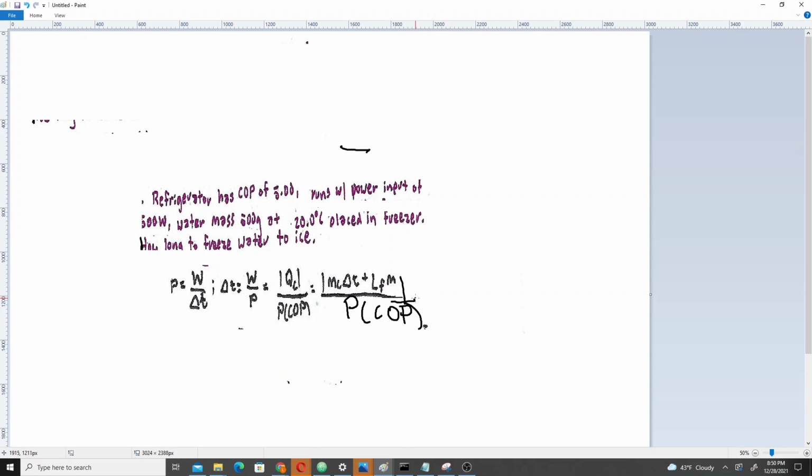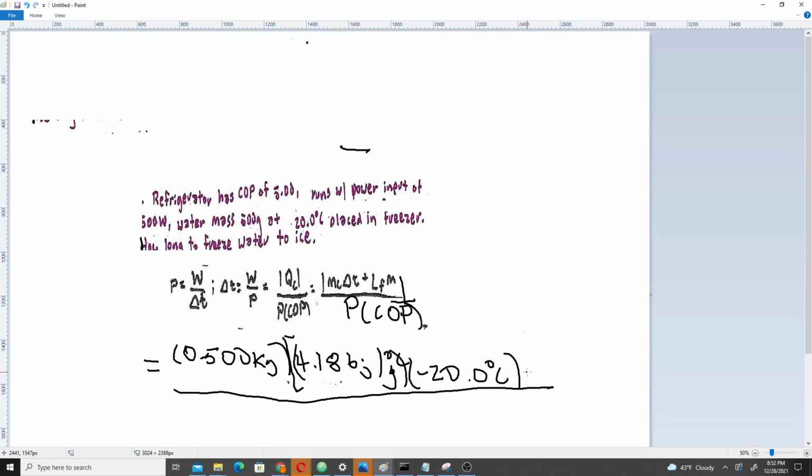Once we get here, we're ready to plug it all in. So this is equal to, the mass is 500 grams, so that's 0.5 kilograms. We can factor that M out because we have M for each one. The specific heat of water is 4.186 joules per gram degree Celsius. We have half a kilogram of water times the specific heat of water times the negative 20 degrees Celsius, that's the change in temperature, and then plus the latent heat of formation for water, which has a value of 333 joules per gram.